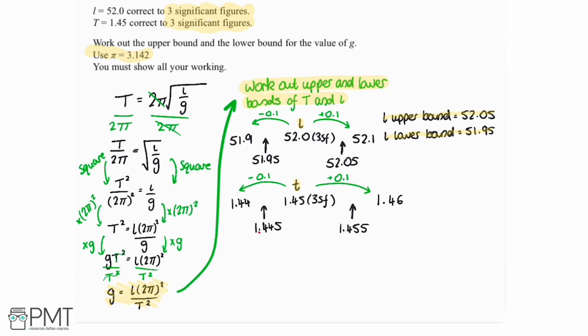So here's our upper bound, here's our lower bound, and again we can test that, because any number within this range here, round to 3 significant figures, you get 1.45. Anything outside, it shouldn't round to 1.45.